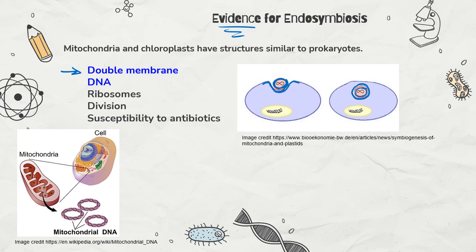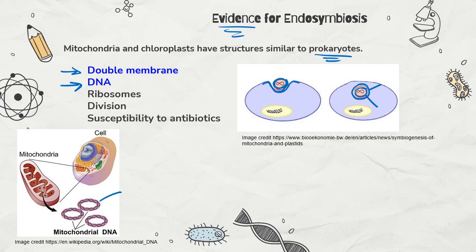Mitochondria and chloroplasts have double membranes. They have outer and inner membranes. Mitochondria and chloroplasts also have their own DNA, and what's super cool is that this DNA is more similar to prokaryotic DNA than it is to eukaryotic DNA, the DNA that we have in our nuclei.